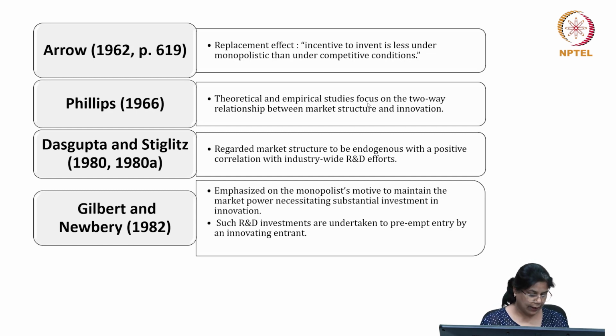Then here, the further results have also highlighted that many a times the existing monopolists would in fact engage in the R&D activities essentially to preempt the entry by the innovating entrant, because as we saw in the earlier slide also, there is always this fear, this threat of the incumbent, that somebody else may come along with a better product or a cheaper process and they would be driven out of the market. So such R&D investments are undertaken essentially to preempt entry by an innovating entrant.